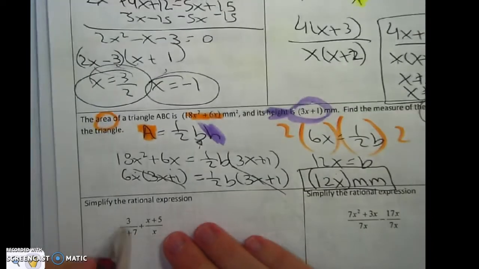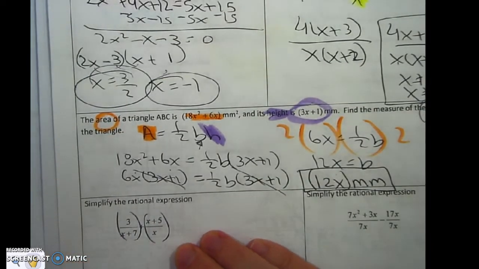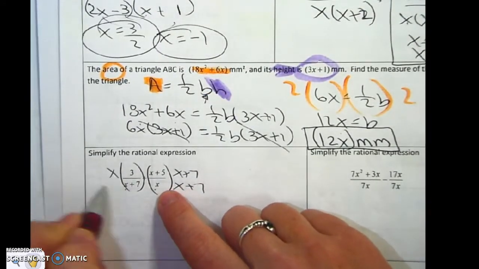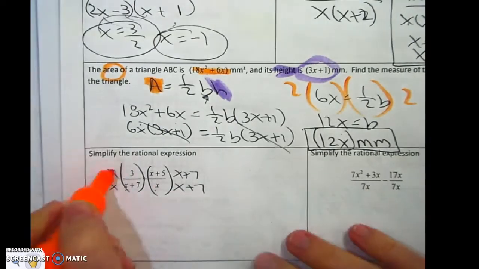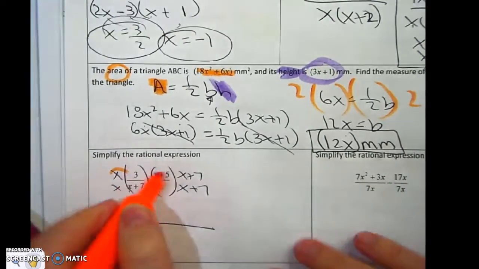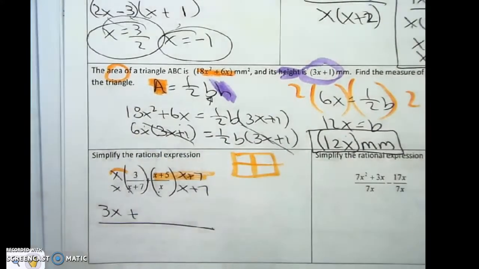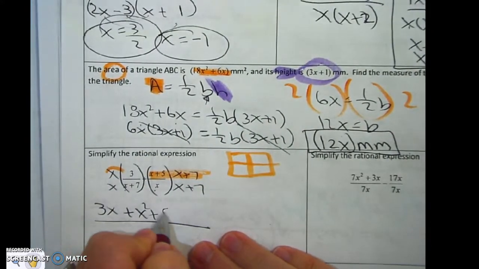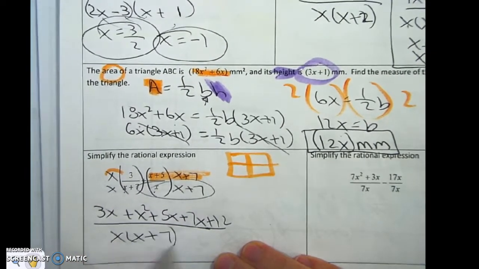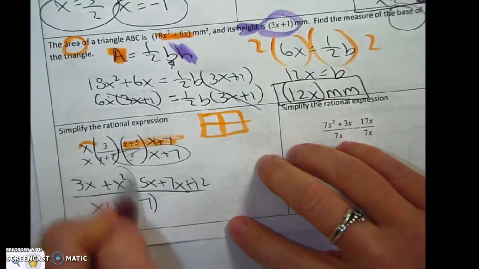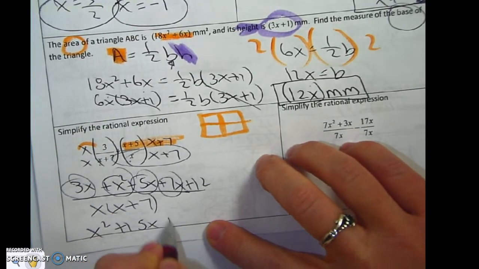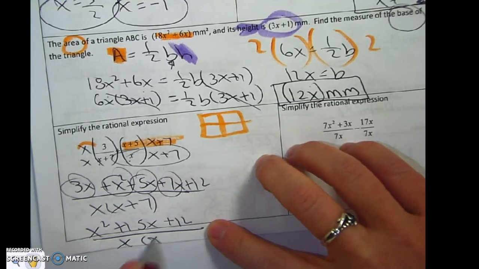All right, simplify. So this is we're adding, so we need to have the bottoms the same. So whatever this guy is, give it to this guy. And whatever this guy is, give it to this guy. And then now I'm going to distribute 3x plus. And then when I see this, I'm going to box it out. And I end up with x squared plus 5x plus 7x plus 12 all over my common denominator. Now I'm going to put the same together. There's an x squared. 3x plus 5x plus 7x is 15x plus 12 over x times x plus 7.